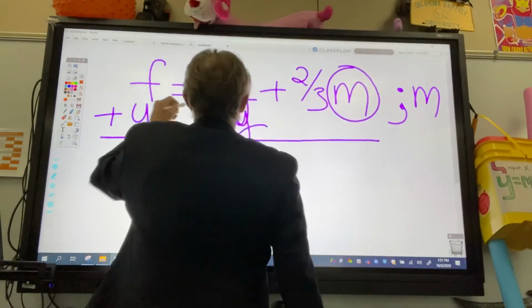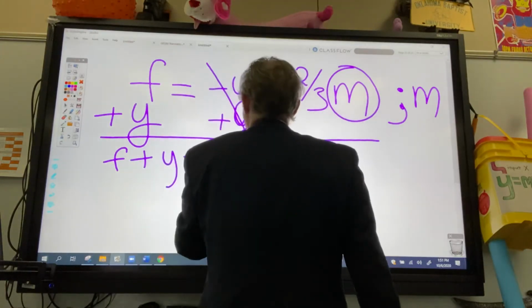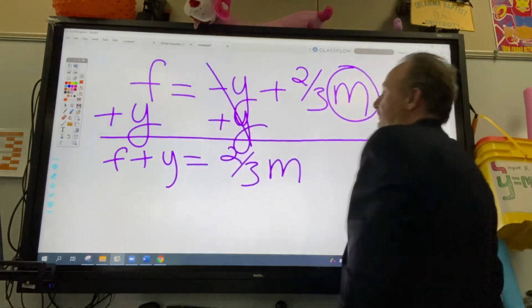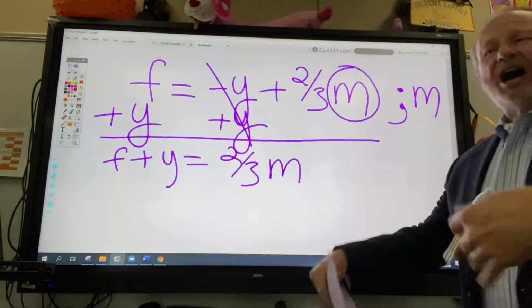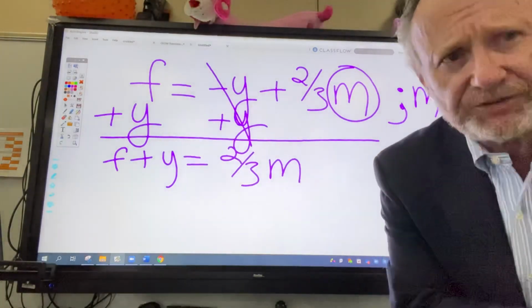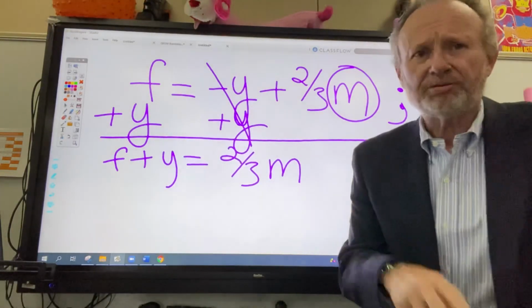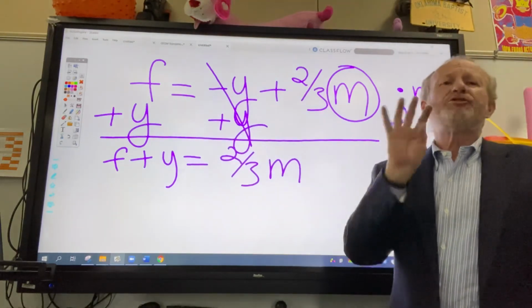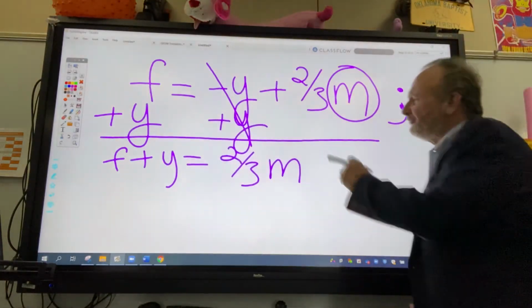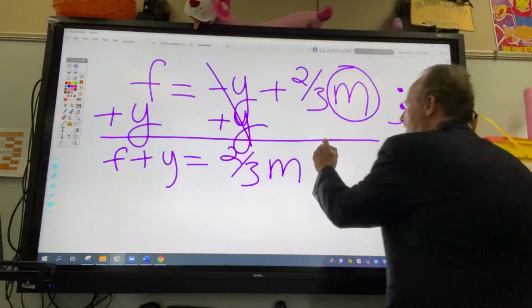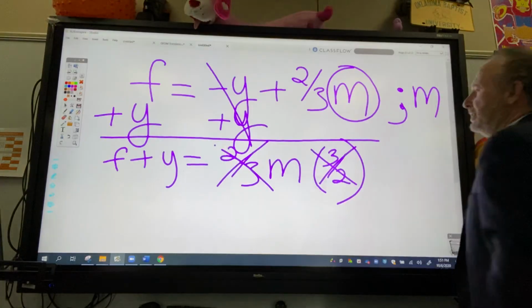Yeah. So this becomes, get rid of the y, I get f minus y equals 2/3 m. Now, that's 2/3 times m, which means the opposite is divide. And this is very important for you to understand. Whenever you divide a fraction, if you remember back in middle school and 5th grade with them fractions, you multiply by the reciprocal, by the flip. So I've got to flip that 2/3 and multiply. So I'm going to flip that sucker and go 3/2. Boom, bada bing.